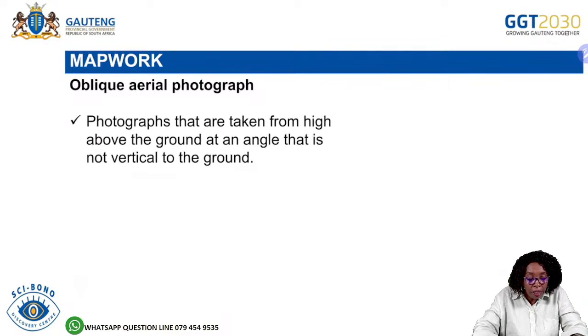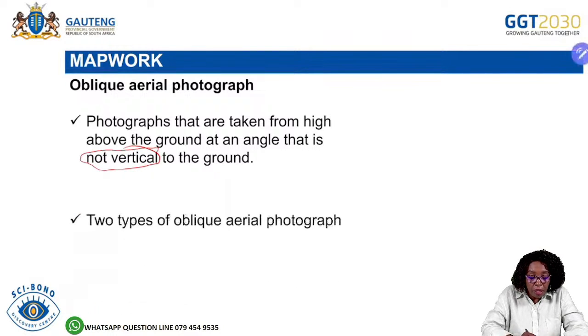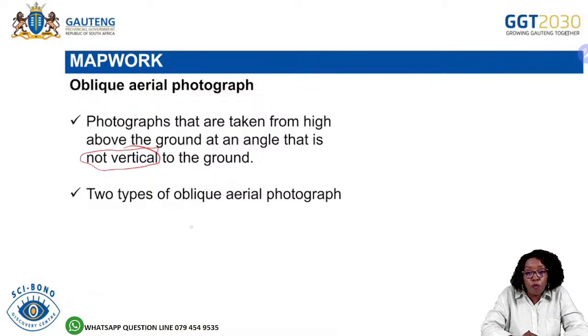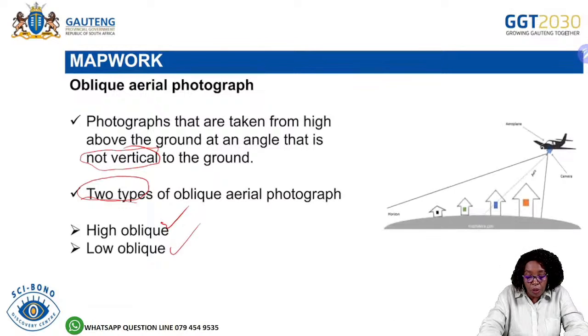Right, we then look at the oblique aerial photograph, that which is the photograph that is taken from high above the ground at an angle of non-vertical to the ground. Remember the other one, it was vertical. So this one is non-vertical to the ground. That's an oblique aerial photograph. And we've got two types of oblique aerial photograph. That's one thing that you also need to note, that with the oblique, we've got two types. We've got the high oblique as well as the low oblique aerial photograph. We are going to look at the difference between the two.